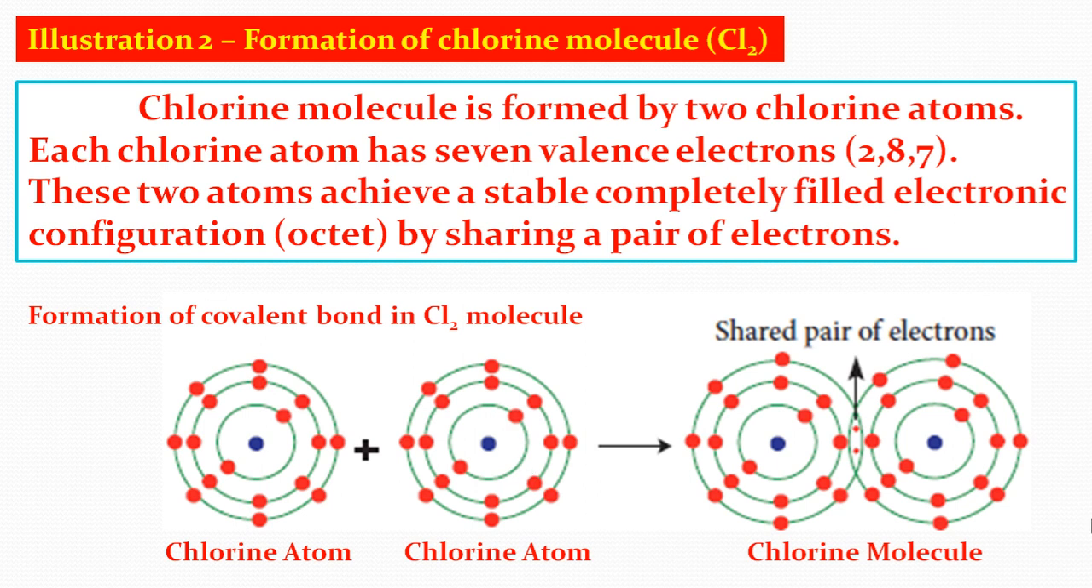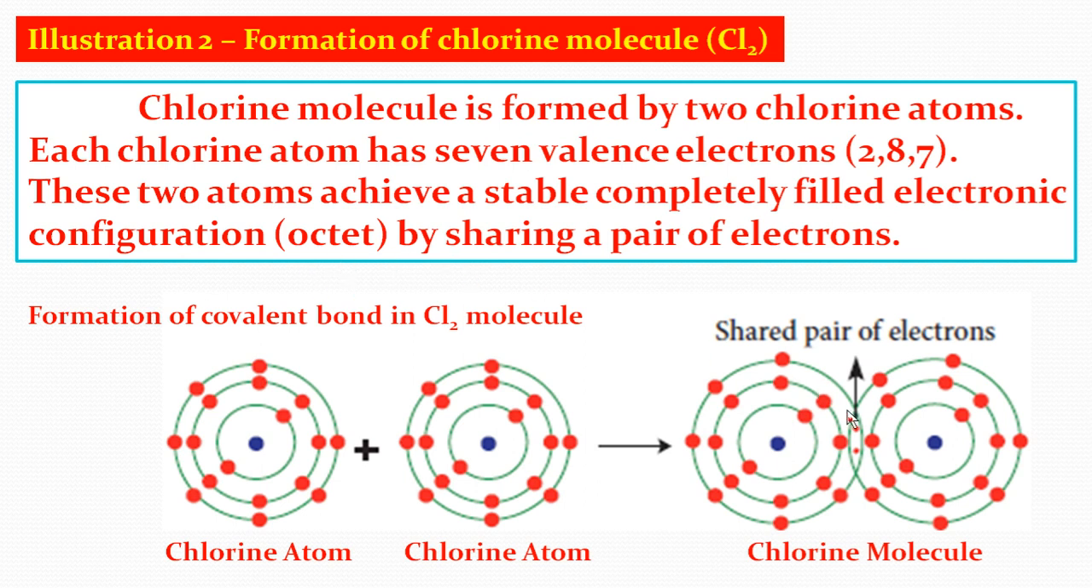So both the chlorine atoms are sharing only one electron. Now count the outermost shell: 1, 2, 3, 4, 5, 6, 7, 8. And here you count this chlorine: 1, 2, 3, 4, 5, 6, 7, 8. So both the atoms have 8 electrons in the outermost shell, so they achieve the stable, completely filled electronic configuration.